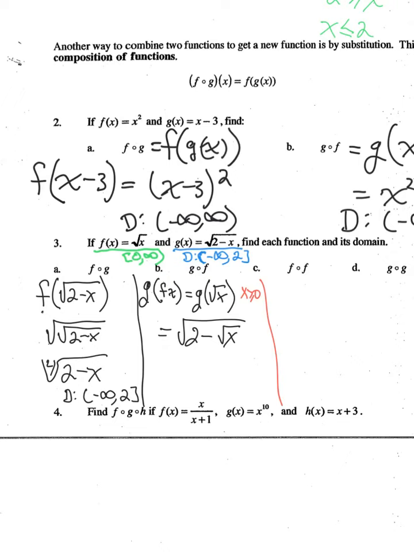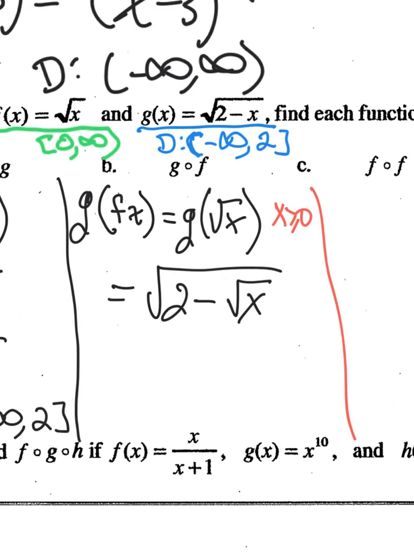Okay, I've got one domain restriction already. In fact, I have another domain restriction right here because what's underneath the root has to be greater than or equal to 0. So to express those domain restrictions, I would be taking this 2 minus root x and making sure that it's bigger than or equal to 0. Add root x to both sides. How do I get rid of that root? I square both sides. 4 has to be bigger than or equal to x.